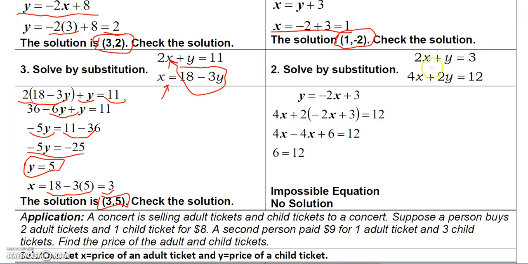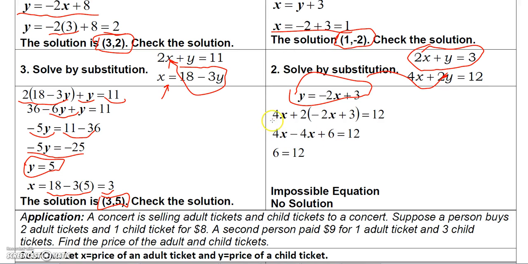Now on this one, if you take this first equation and solve it for y, you get y equals minus 2x plus 3. And then if you substitute that in for the y value in your second equation right here, then you get 4x plus 2 times minus 2x plus 3 equals 12. And then when you distribute the 2, you get minus 4x plus 6.